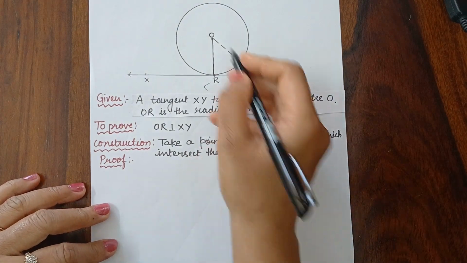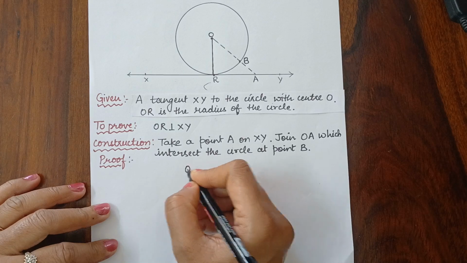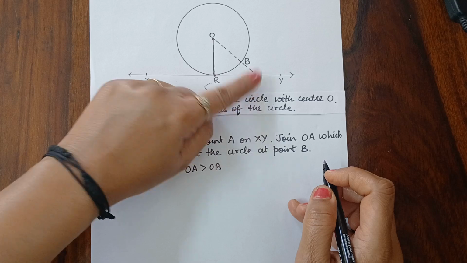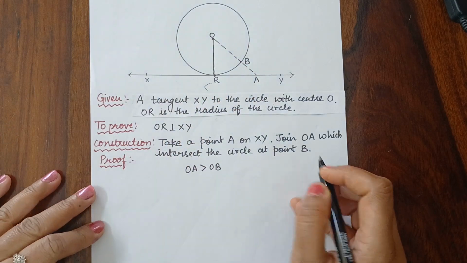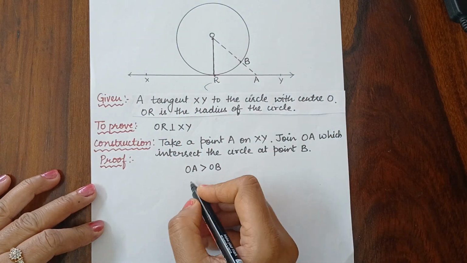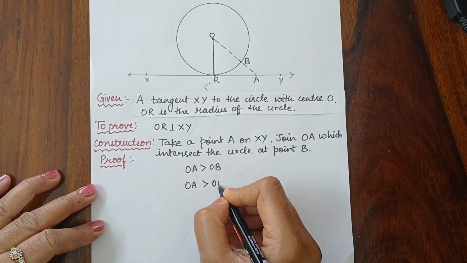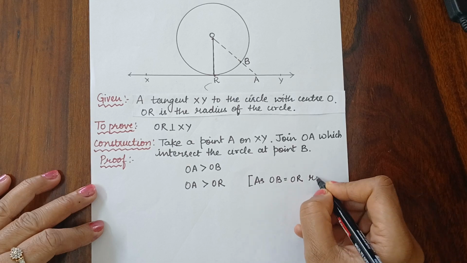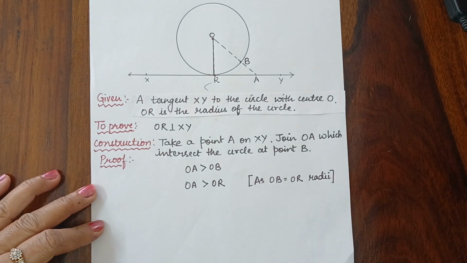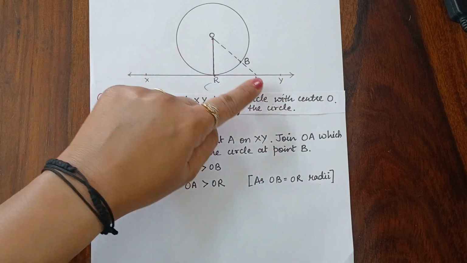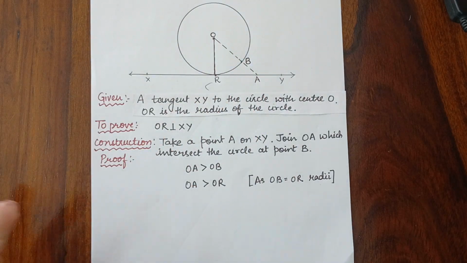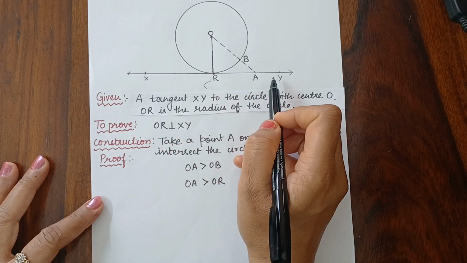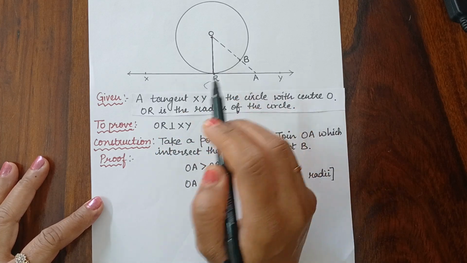In this you can see from the figure or with the help of the construction that OA is greater than OB, right? The length of OA is greater than OB. It is clearly seen. Now OB and OR are equal because they are radii. So OA is greater than OR as well, as OB is equal to OR. Both are radius of the circle. Now as OA is greater than OR, and A we have taken as an arbitrary point, so if we take any other point on this line XY, definitely it will be greater than OR.